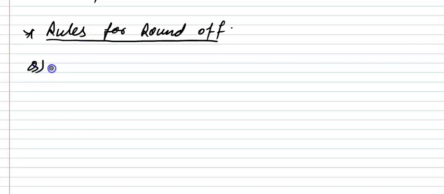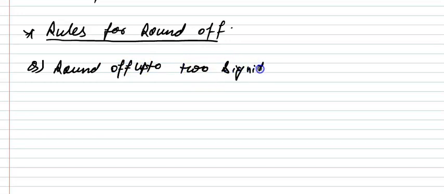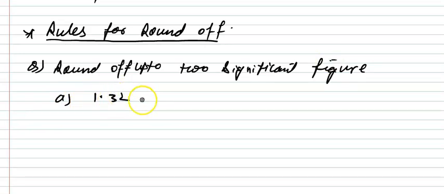So let us take a question about rounding off up to two significant figures. Okay, round off up to two significant figures. Let us take number one. If we write 1.32 over here, first of all we need to round it off.